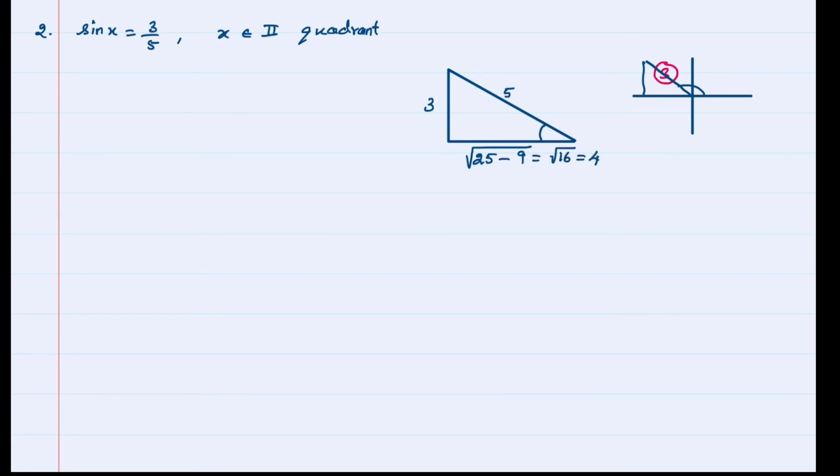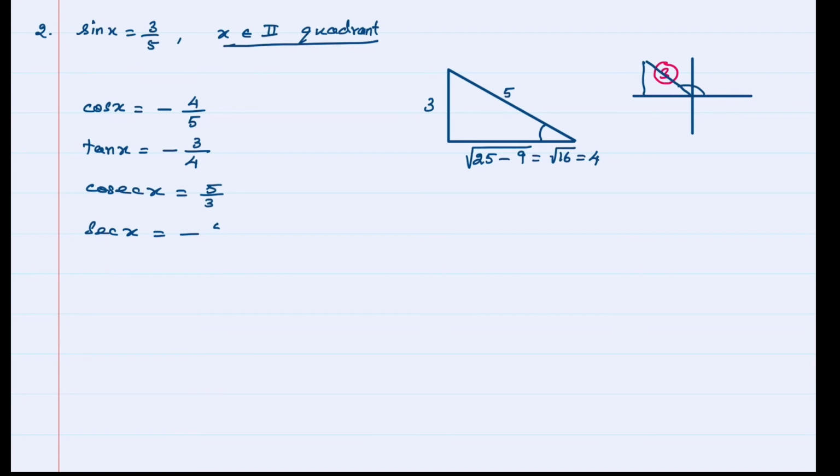Now, we will write the other 5 trigonometric ratios. In the second quadrant, cos is negative and it is adjacent by the hypotenuse, and tan x in the second quadrant is negative and it is opposite by the adjacent. Cosecant x is reciprocal of sine, which is 5 over 3, and secant x is reciprocal of cos, which is negative 5 over 4, and cot x is reciprocal of tan x, which is negative 4 over 3.